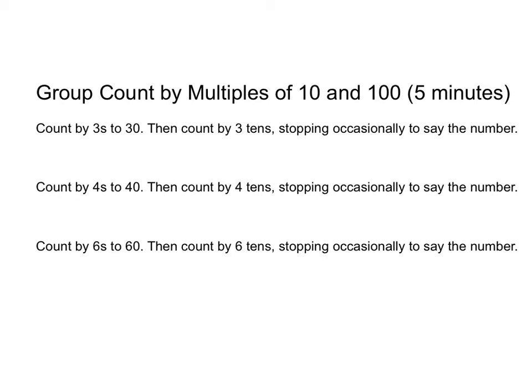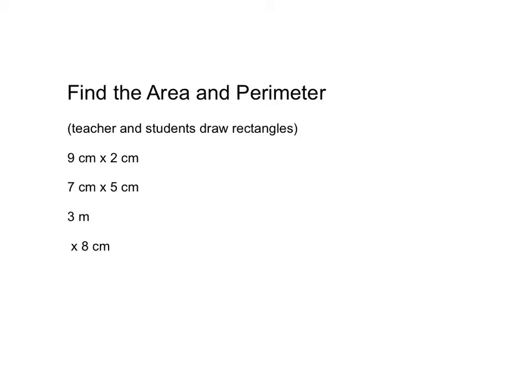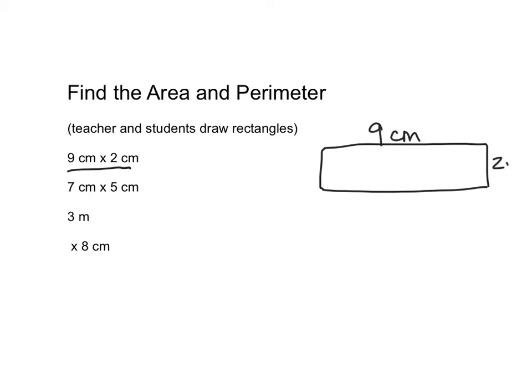Let's move on, and we're going to work a little bit more with area and perimeter. So on your board, which you will need, I want you to draw. We're going to start right here with this very first rectangle, 9 centimeters by 2 centimeters. So we're going to draw 9 centimeters long, 2 centimeters wide. Obviously, I'm not totally accurate, but somewhere in there. And 2 centimeters. And we're going to find the area, and we're going to find the perimeter.